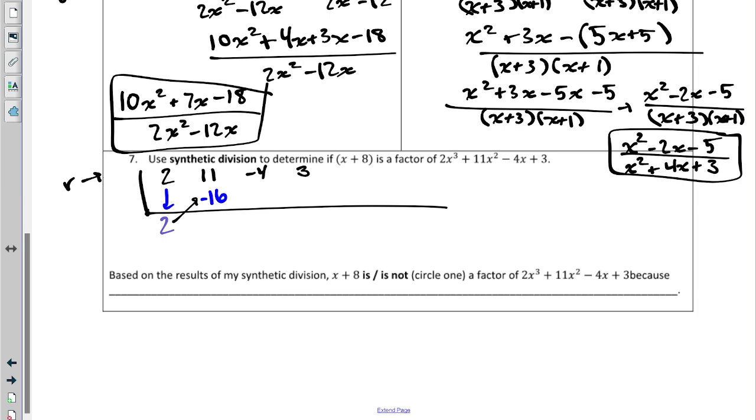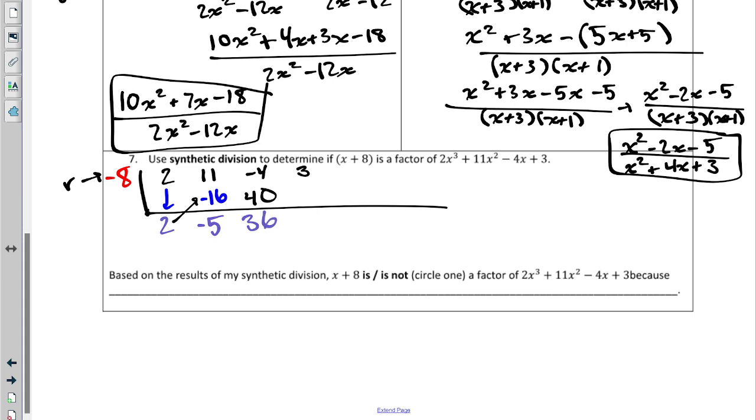Let me make this red just to amp it up a little bit. Then you're going to add these two and write it here. So 11 plus negative 16 is negative 5, all right? Then we're going to do the same thing. Negative 8 times negative 5, that's going to be positive 40. And then we're going to add. So negative 4 plus 40 is 36.